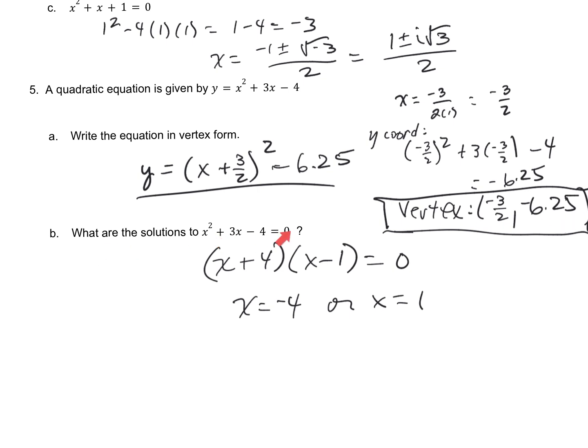Then, what are the solutions to this? Well, this is factorable as x plus 4, x minus 1. So I just simply set these two factors equal to 0. X plus 4 equals 0, so x equals negative 4, or x minus 1 equals 0, x equals 1.